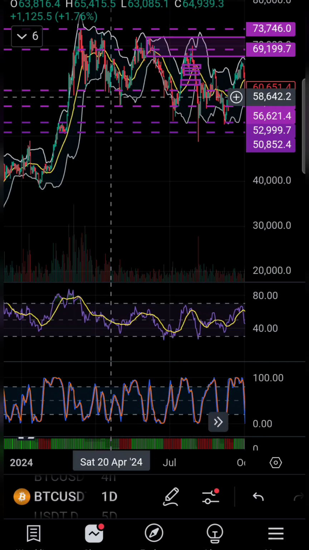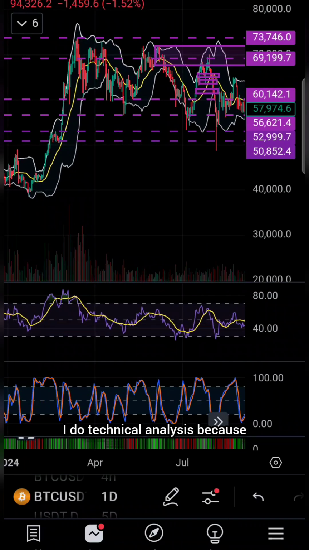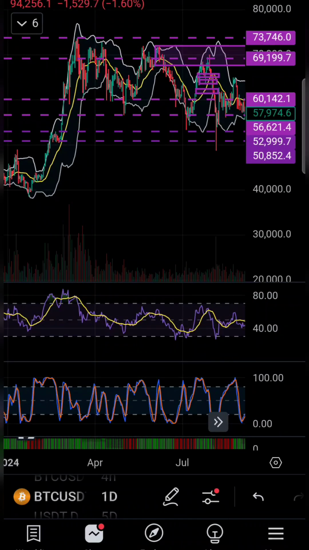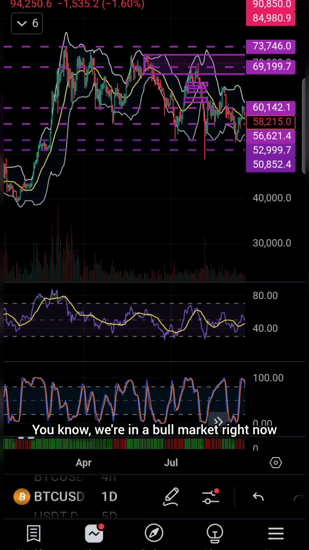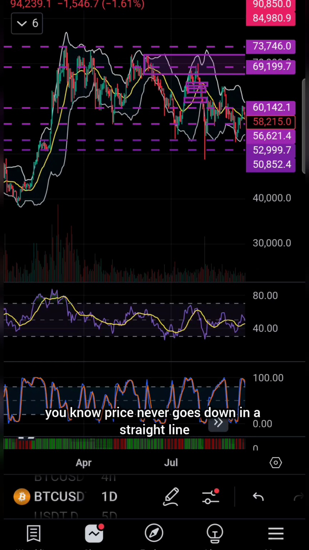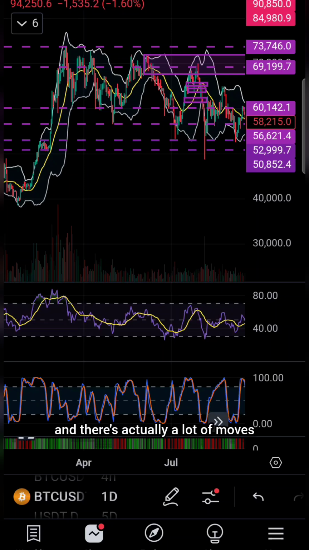With that being said, I do technical analysis because my concept is buy red and sell green. Even when I'm scalping, even on the small time frames, I don't even want to scalp long unless I see some red. I don't want to sell a position or go short unless I see some green. Like, I'm just not doing it. And I have conditions for that. But when people start getting scared, you know, we're in a bull market right now. We're at price discovery. We're at the top. You know, price never goes down in a straight line, and there's actually a lot of moves to make a lot of bounce money.